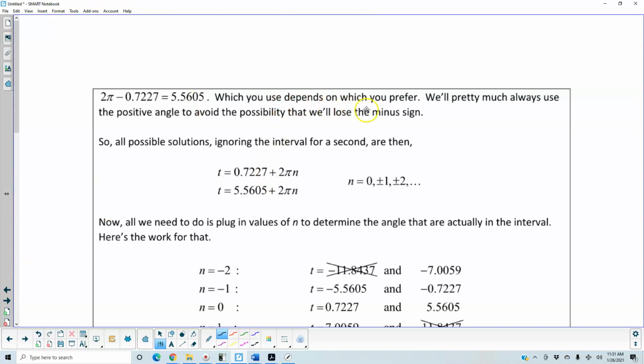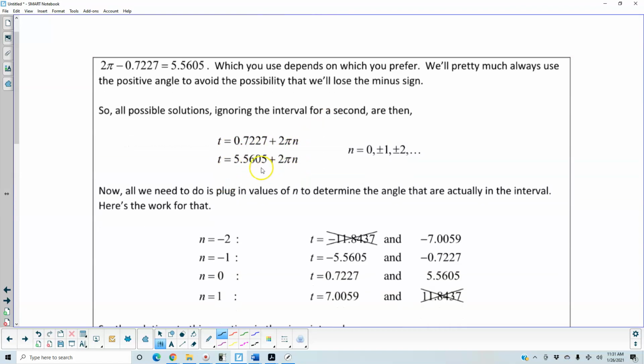Which you use depends on which you prefer. We'll pretty much always use the positive angle to avoid the possibility that we'll lose the minus sign. So all possible solutions, ignoring the interval for the second, are then t equals 0.7227 plus 2 pi n, and t equals 5.605 plus 2 pi n.